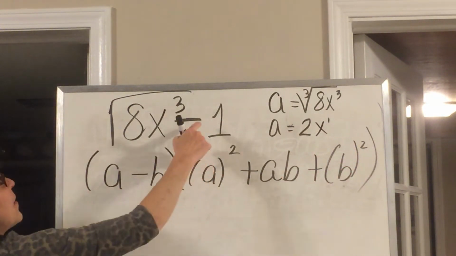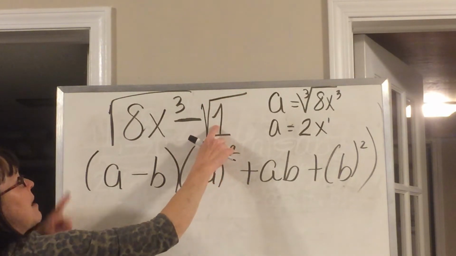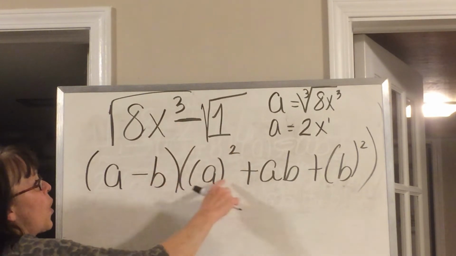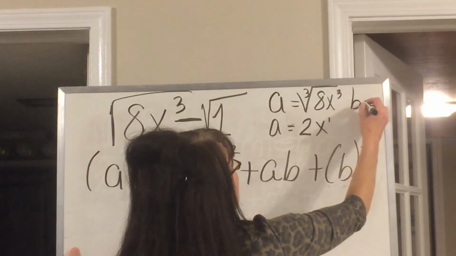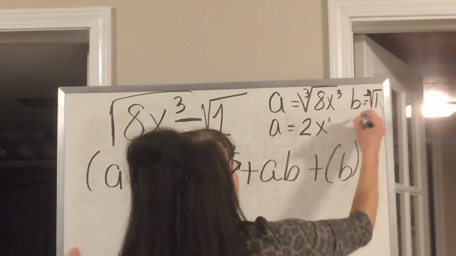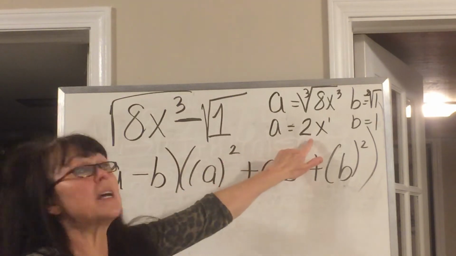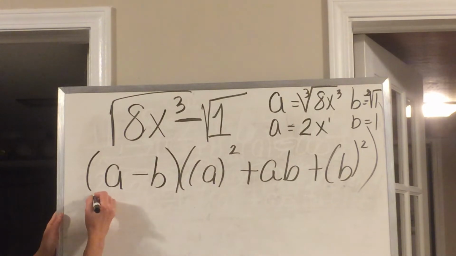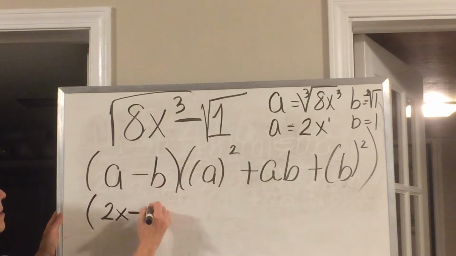Now, how do you find B? Take a cube root of whatever comes second. Don't use your sign. The signs are built into the formula. So, off to the side, B is the cube root of 1. B is 1. So, every time you see A, plug in 2x. Every time you see B, plug in 1. So, here we go. A is 2x. They have a minus, I have a minus. B is 1.